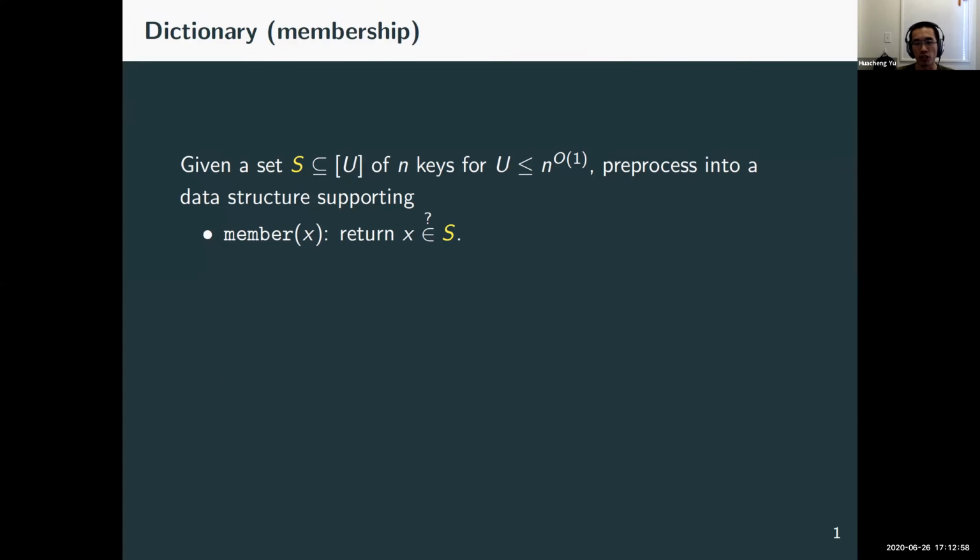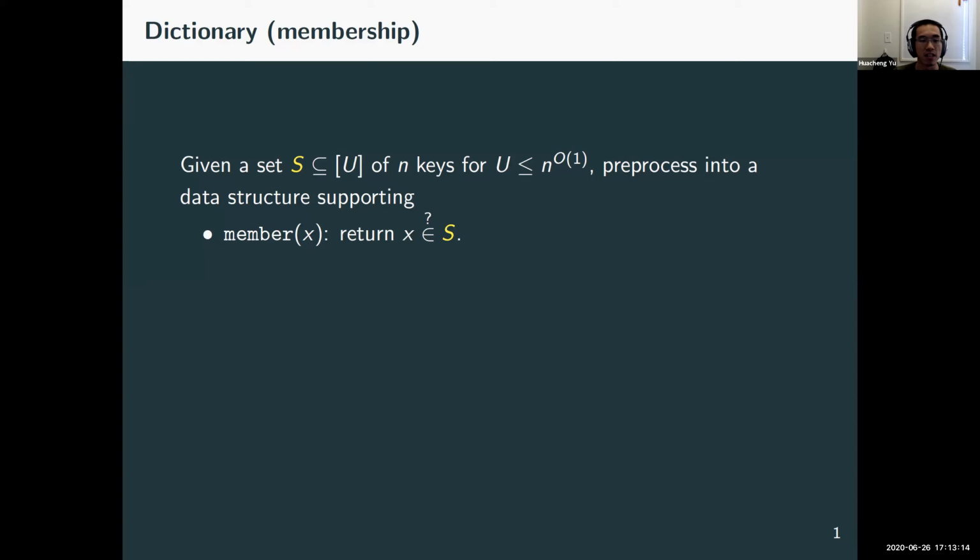And then we would like to preprocess this set into a data structure supporting membership queries. In each membership query, we're given another element from this universe, x. And we just want to know whether this x appears in the input or not. So this is a very basic data structure problem.